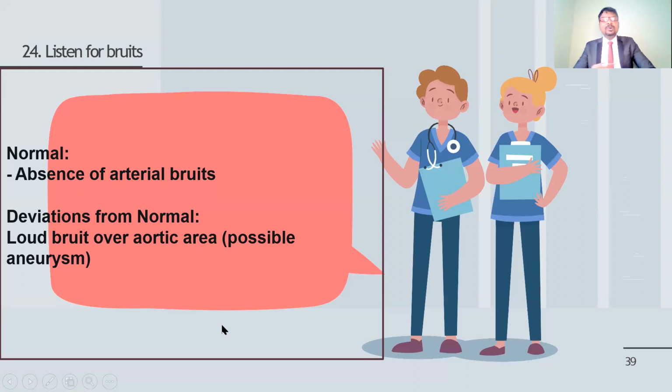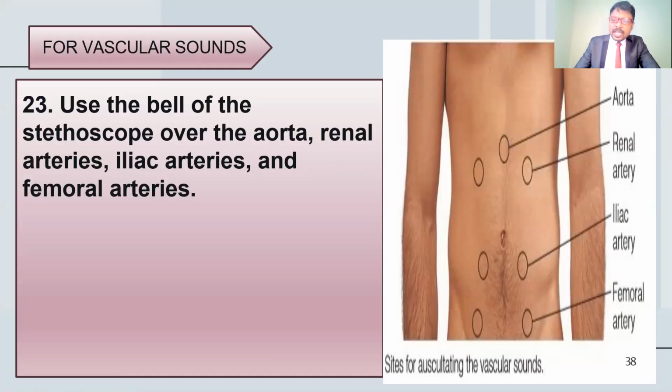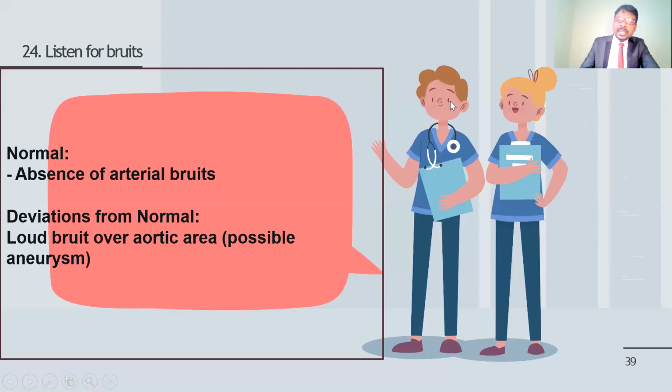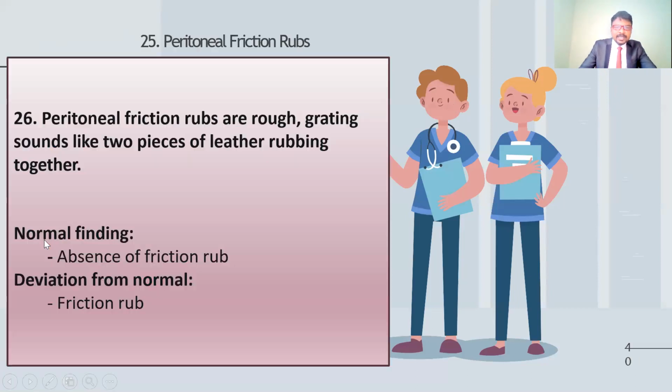So if you hear a sound in the aortic region, at the epigastric level, it indicates an aneurysm. What is meant by aneurysm? An aneurysm is nothing but an abnormal dilatation of the blood vessels. If there is dilatation, the vessel becomes distended, it may become weak, and there is a chance it may burst and cause hemorrhage. So abnormal aortic bruits are found in case of possible aneurysms, which we can hear at the epigastric level.